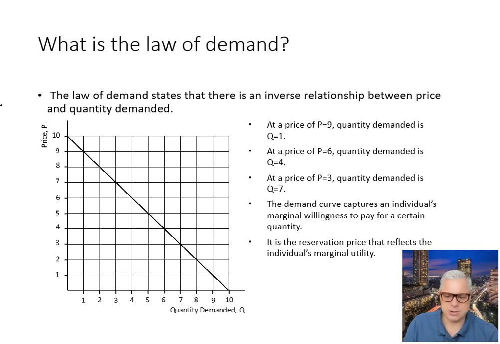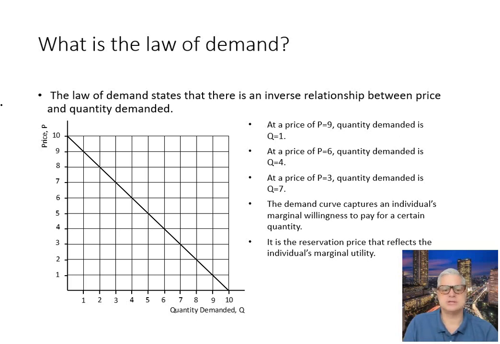quantity demanded is 1. You would not say at the price of 9, demand is 1, because demand is the entire curve. That's the demand. But at the price of 9, we choose a point on the demand, and that point is called quantity demanded. So this is really important that you use the terminology right.